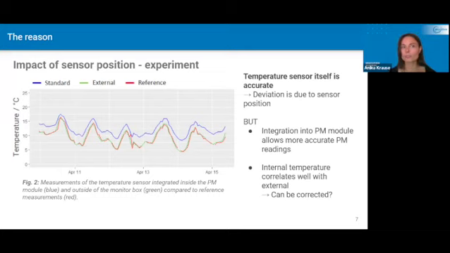But you also don't need to worry, because you can see that although there is quite a big difference between our standard temperature model and the reference, it still follows the same trends. So the two measurements are actually still really well correlated, which means that there's a good chance that we can correct for this effect really well.